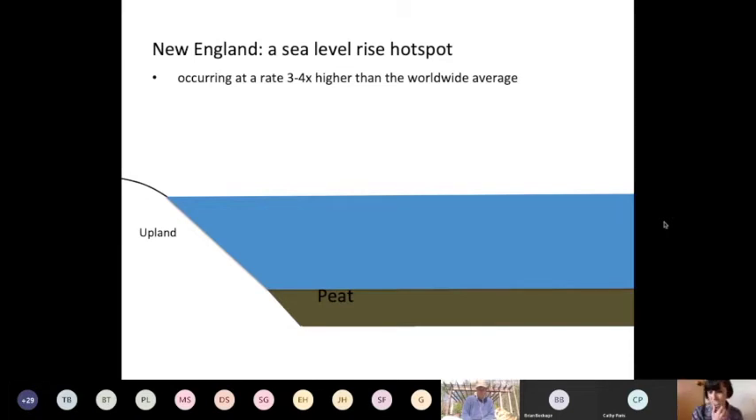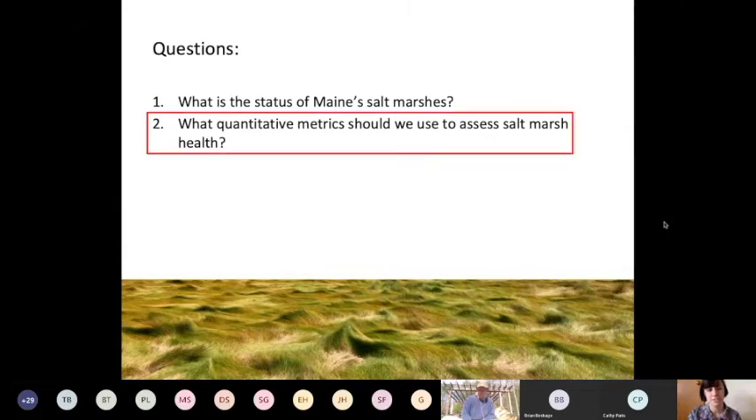Why am I telling you this? Well, knowing that the fate of salt marshes is so dependent on these foundations of peat, in this project, I really wanted to look at metrics that would tell us something about the condition of these marsh platforms.